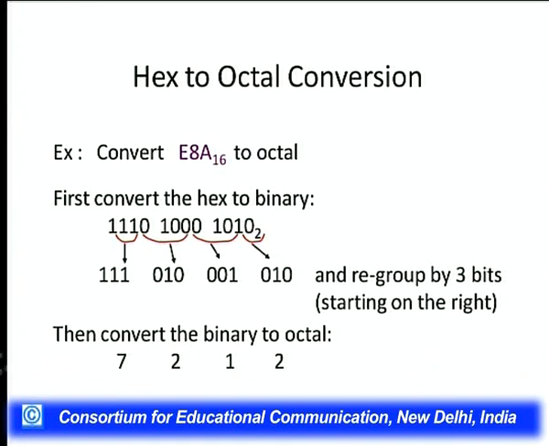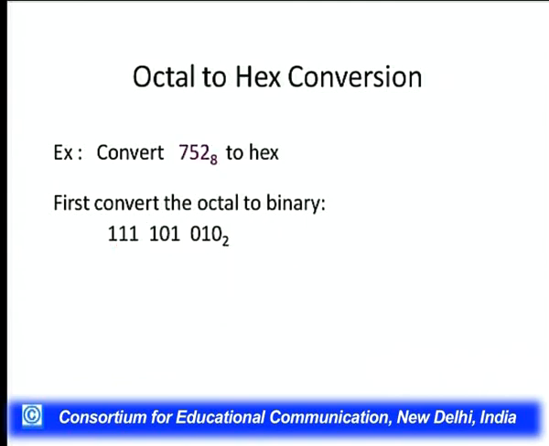The procedure is simple. Once again, for each hexadecimal digit you find the 4-bit equivalent binary number. Then you make another grouping of 3 bits starting from the right, and those 3-bit groups can then be converted to get the octal equivalent. So you will get the octal equivalent of the given binary number.